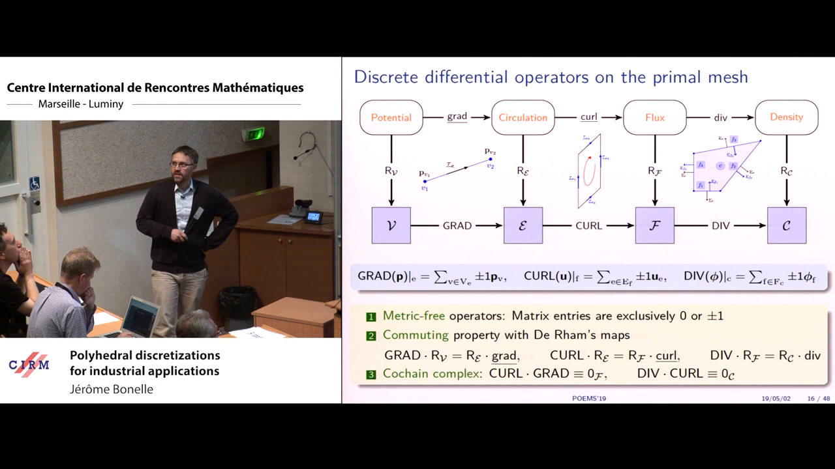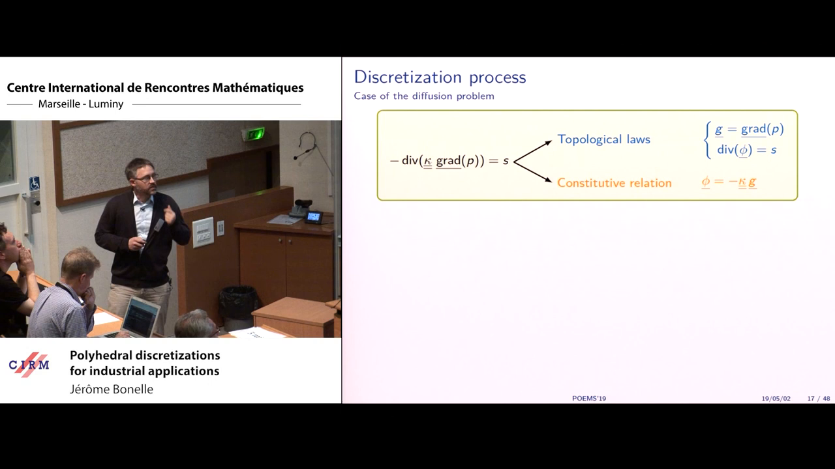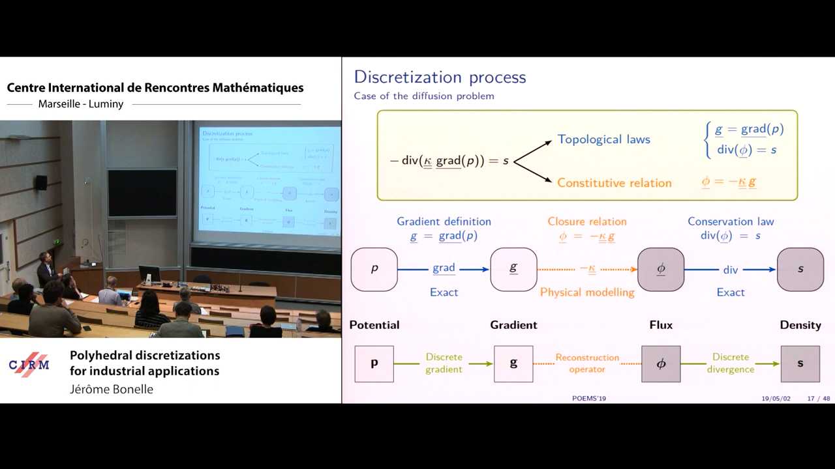So let's consider now the diffusion equation and how it is handled in compatible discretization. In fact, these two relations are directly the definition of the discrete differential operators. And so, as we can see, thanks to the commuting property, this is with no consistency error. So all the approximation will be put in this relation, which is where the physical modeling appears. So we have a choice. Either we build a flux starting from a reconstruction of the gradient, or we have a flux and we reconstruct a gradient starting from a flux.